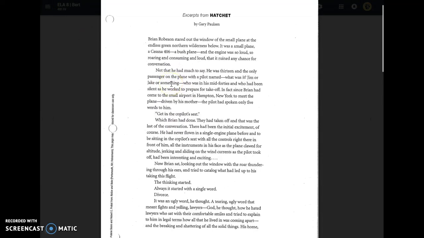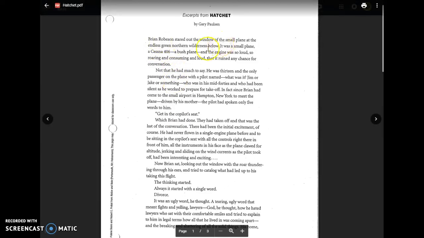All right, go ahead and take some time and read through the first section of Hatchet. It starts with Brian Robeson stared out the window of a small plane. For those of you who have never read Hatchet before, this is the first chapter of it, so if you happen to like what you're reading, that might be something that goes on your wish list.